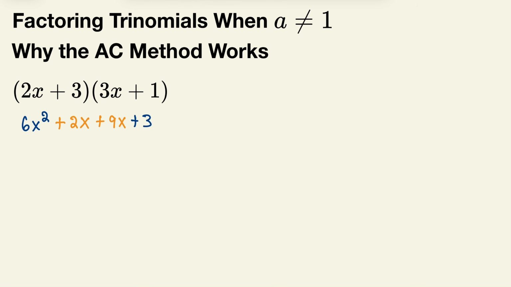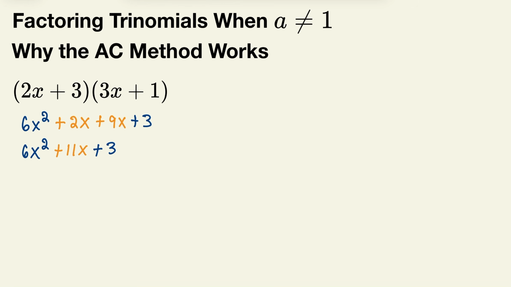Okay, so now we need to combine like terms because remember, the goal is for us to get a trinomial. So we have 2x plus 9x, which is equal to 11x. So bringing this together, we have 6x squared plus 11x plus 3. All right, so we started with binomials and we ended with a trinomial. All right, so factoring reverses this process.